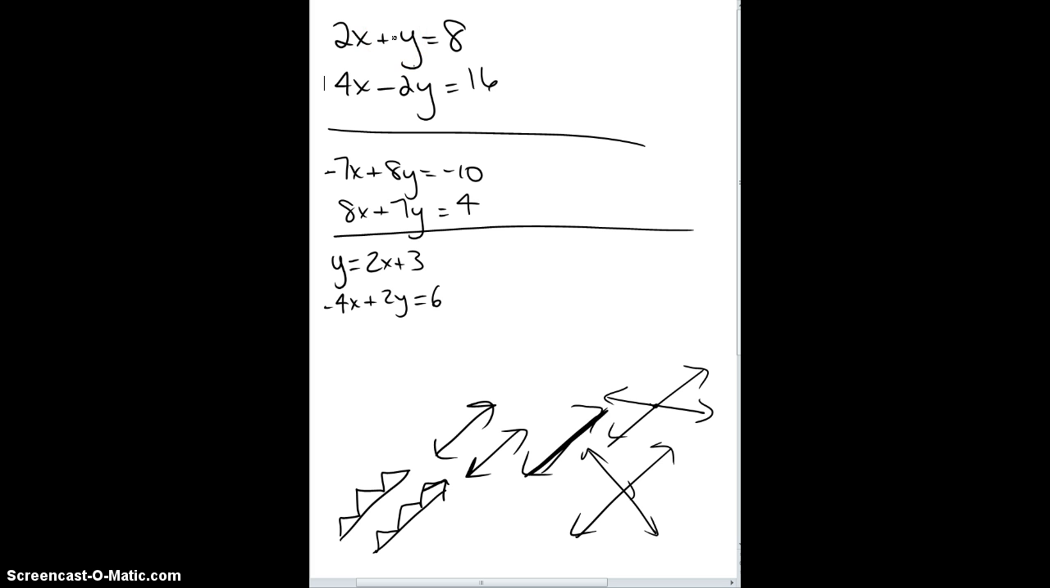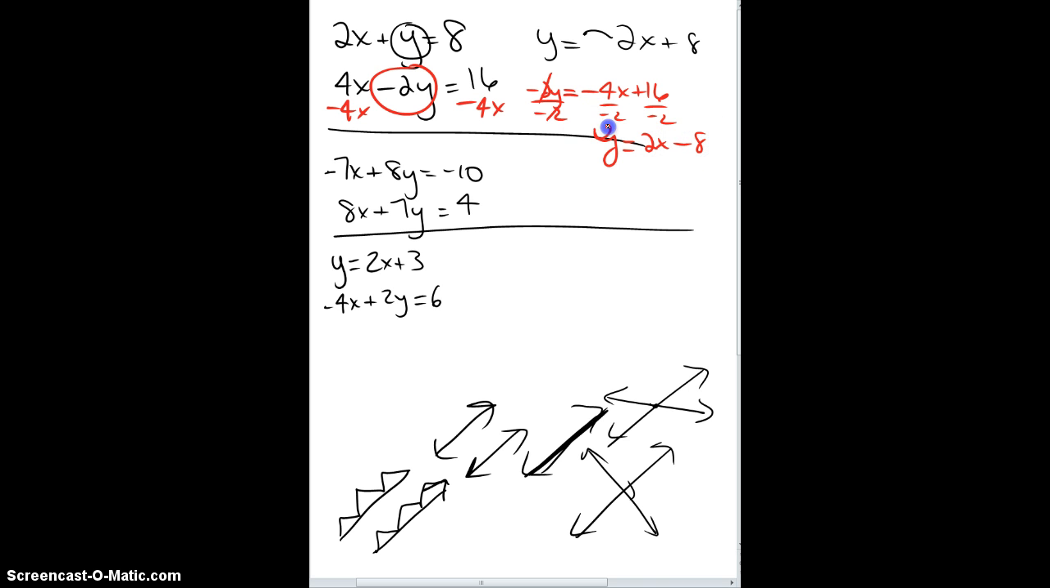So let's look at this first one. The easiest thing to do is to solve for y. So I'm going to subtract 2x there, I guess. Okay. And then over here, I'm going to also solve for y. So subtract 4x first, and divide by my negative 2. All right, so I get that, and I get that. If I look at my slopes, this one's a positive 2, that's a negative 2. So they don't have the same slope.